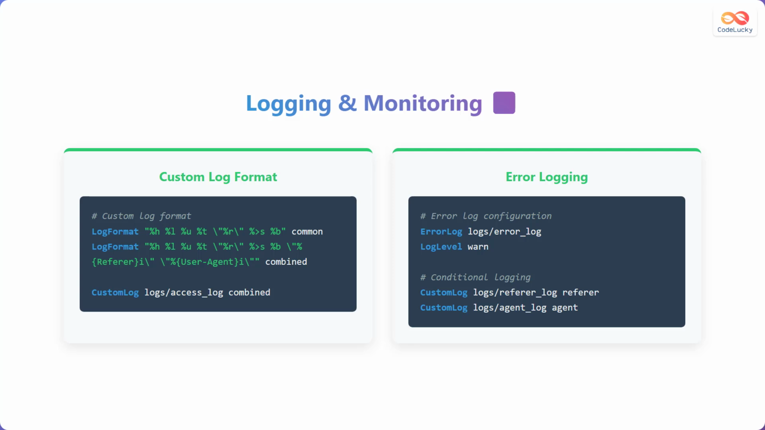Error logging configuration includes the ErrorLog directive specifying the error log file location and LogLevel controlling the verbosity of error messages. Warning level captures important issues without overwhelming logs with debug information. Specialized logs like referrer_log track referring websites, while agent_log records user agent strings. Regular log analysis helps identify security threats, performance bottlenecks, and usage patterns essential for maintaining a healthy web server.